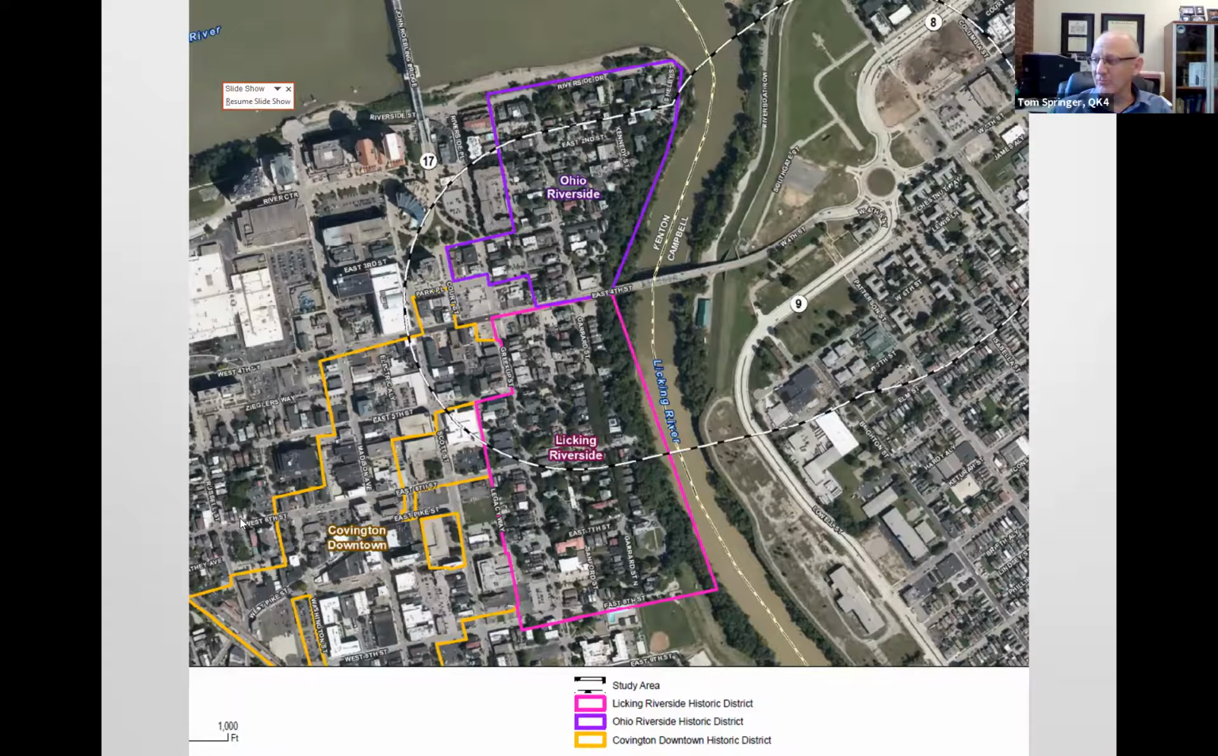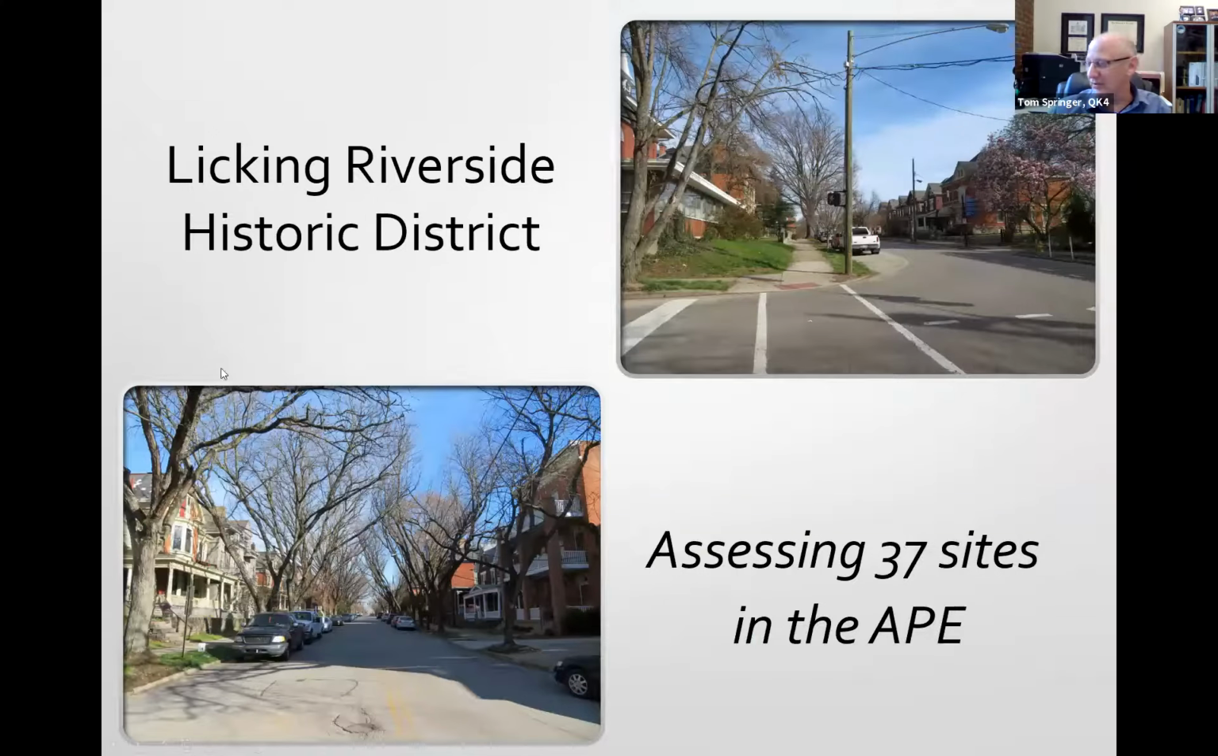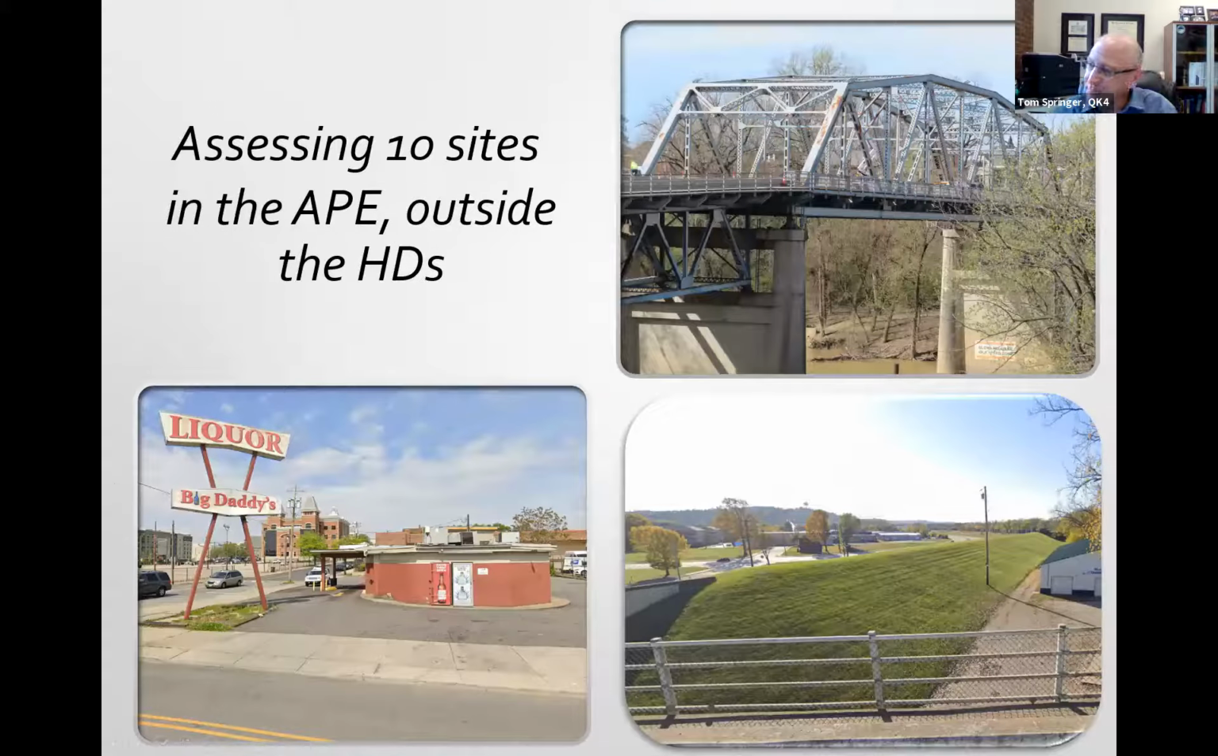And to the south in the Licking River, sorry, there's a lag when I hit this thing about going to the next page. On the Licking River Historic District, there are 37 sites in the area of potential effect that we're looking at. Now, outside of those two historic districts, there are about 10 sites that are potentially historic, including the bridge itself. Then there's some other sites like the levee, which could possibly have a change in the historic conditions. We'll take a look at that and how it qualifies. And there's Big Daddy Liquors and some other individual sites around that we're looking at.